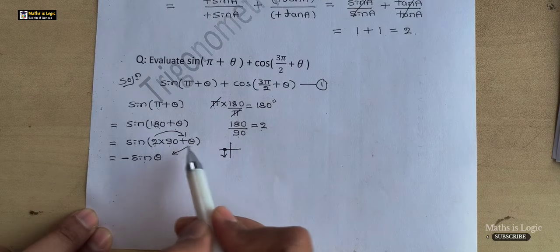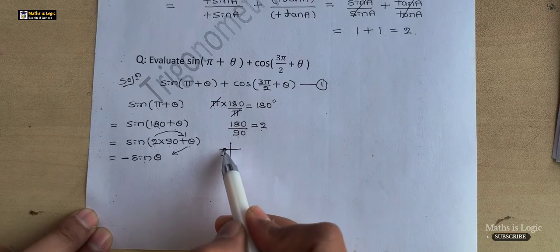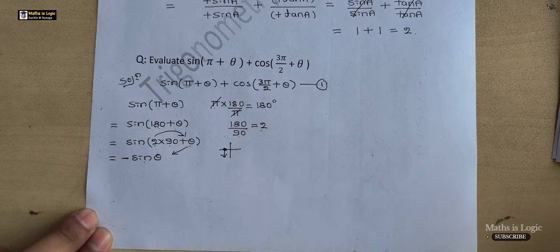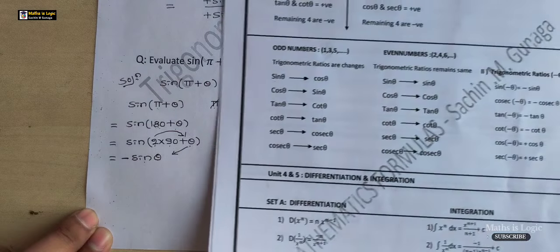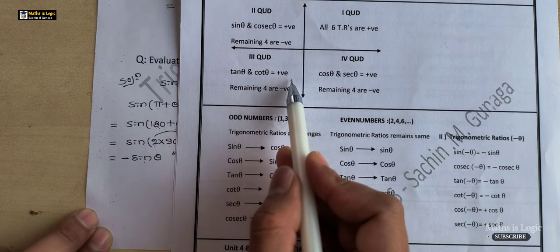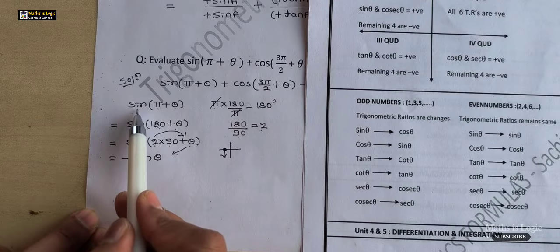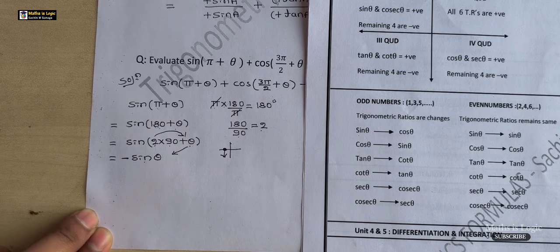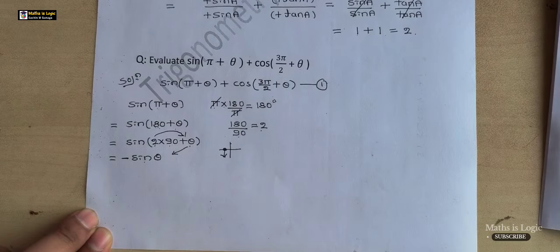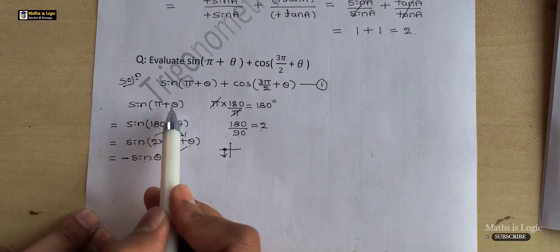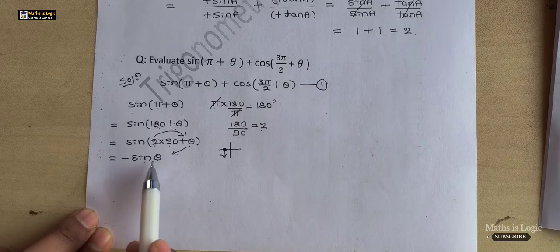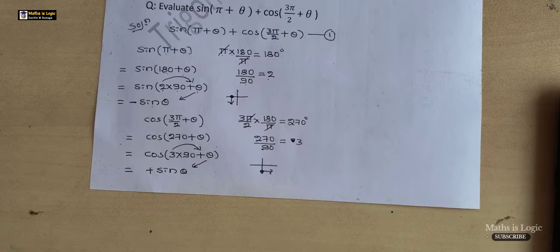Next, rotate 2 plus, 0 1 2, plus means next quadrant. Next quadrant means third quadrant. In the third quadrant tan and cot are positive, remaining 4 are negative. Remaining means which comes? Sine comes. Sine is negative in the third quadrant. So sine pi plus theta value is minus sine theta.